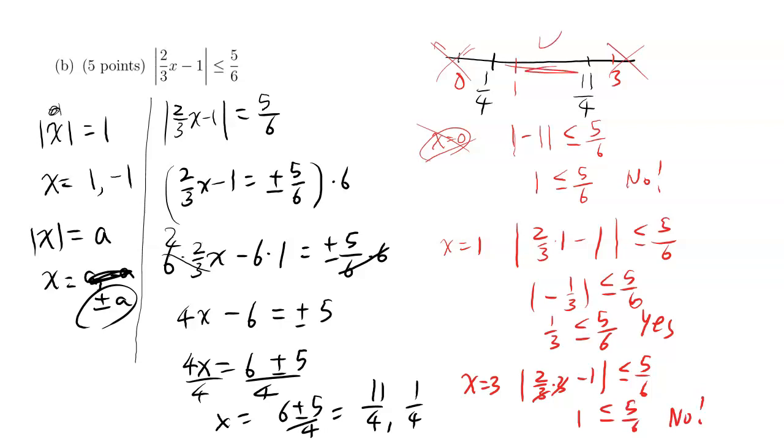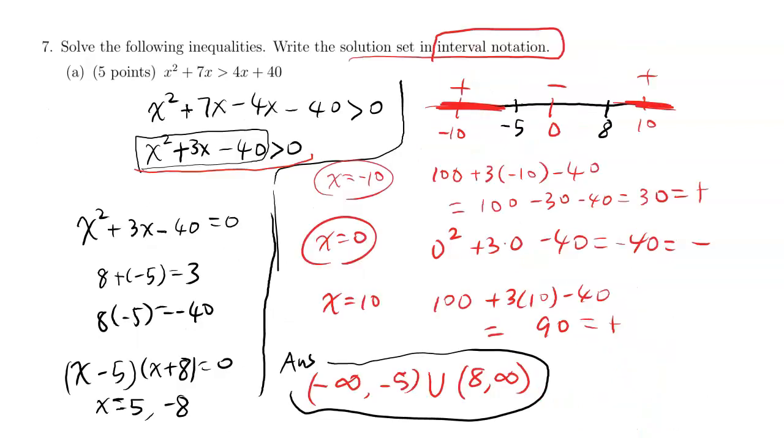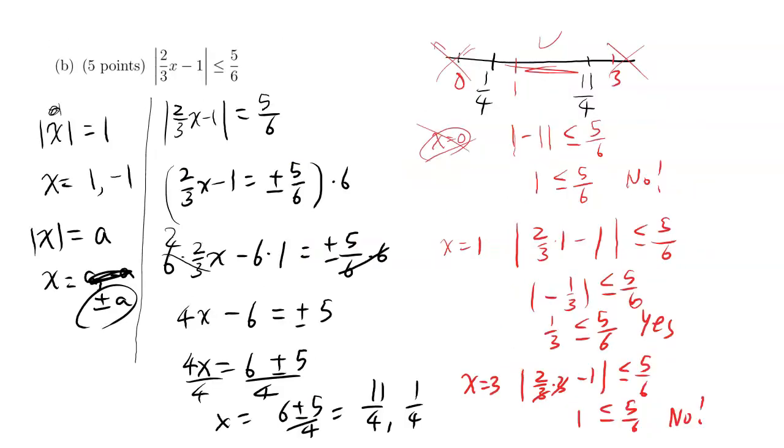Now another thing that's a little different from the previous question is that the previous one had a strict inequality, right? It didn't contain the equal case. Here, the equal case is included. That means these endpoints should be included. So the actual set, if you draw it, is the interval between 1/4 and 11 over 4, including the endpoints.